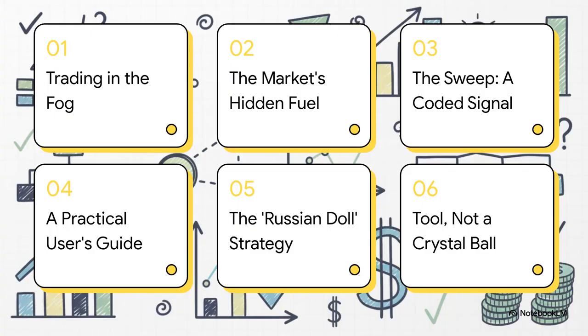So here's our game plan. First, we'll talk about trading in the fog. Then we'll uncover the market's hidden fuel. After that, we'll decode the sweep. This is a key signal. Then we'll walk through a super practical user's guide, get into an advanced Russian doll strategy, and finally, wrap it up with the right mindset, because this is a tool, not a crystal ball.